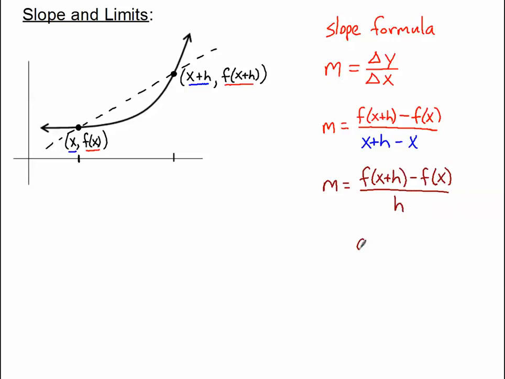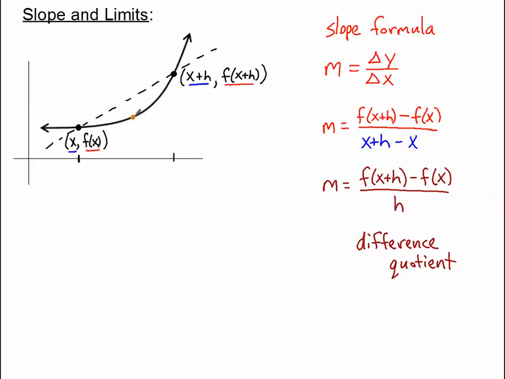We've seen this before. This is called our difference quotient. Our difference quotient represents slope. So this is how we can calculate slope given this picture. Unfortunately, this dotted line is not the tangent line because we added too big of an h.